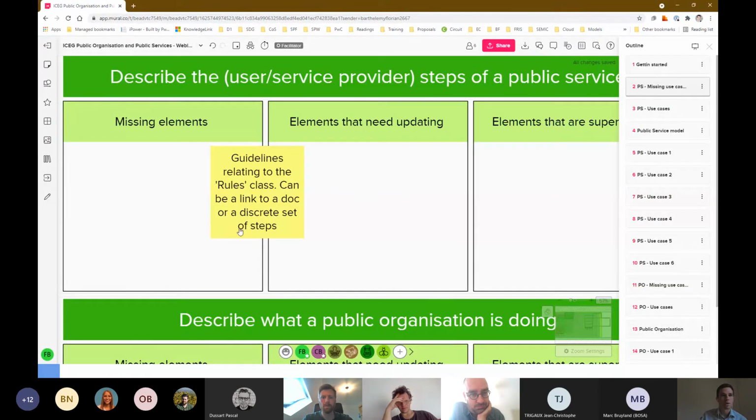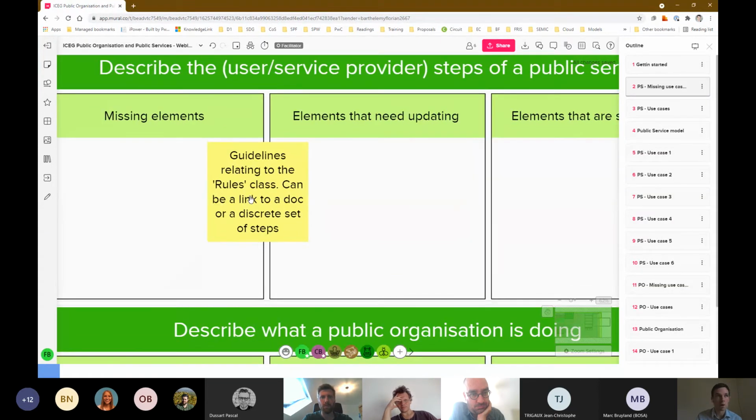To a doc or discrete set of steps. Indeed, from the CPSV perspective, it's quite not high level, but it leaves quite some room for interpretation. There's been a big discussion on that level. Should we take every step in the procedure as a discrete description, or should we take the document that describes the rules and the procedures as a whole? And it's left open on CPSV.